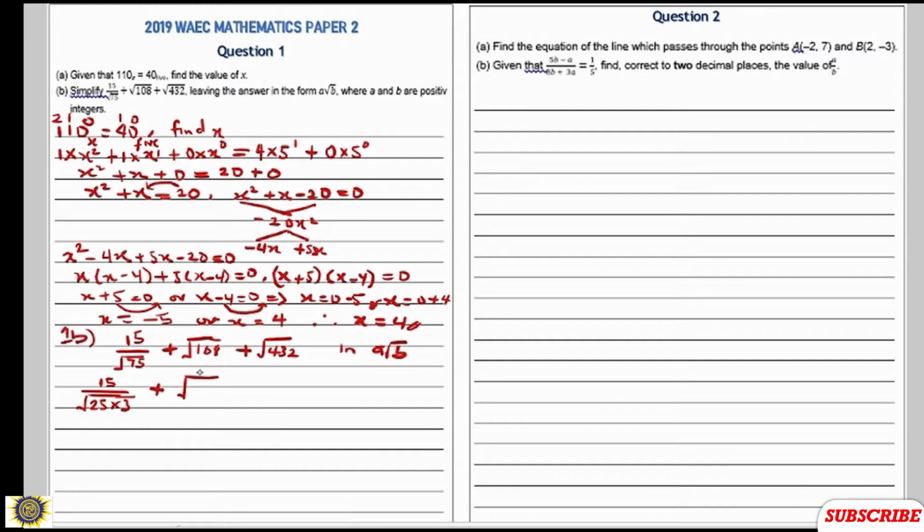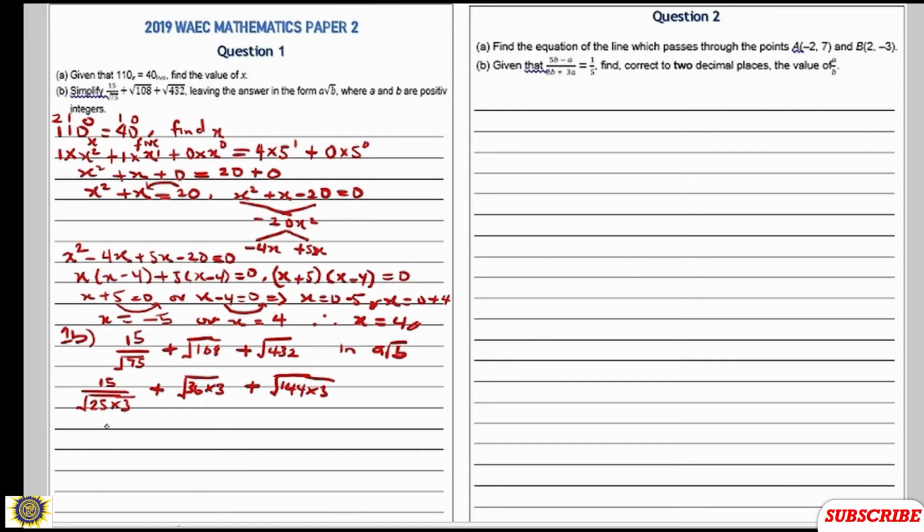Now root 108: if I divide by 3, 108 divided by 3 gives 36, so it is 36 times 3. The same thing happens with 432, because you can see 3 is a common number in the root. Divide 432 by 3 and you get 144 times 3 as well. So I would express them in perfect squares.